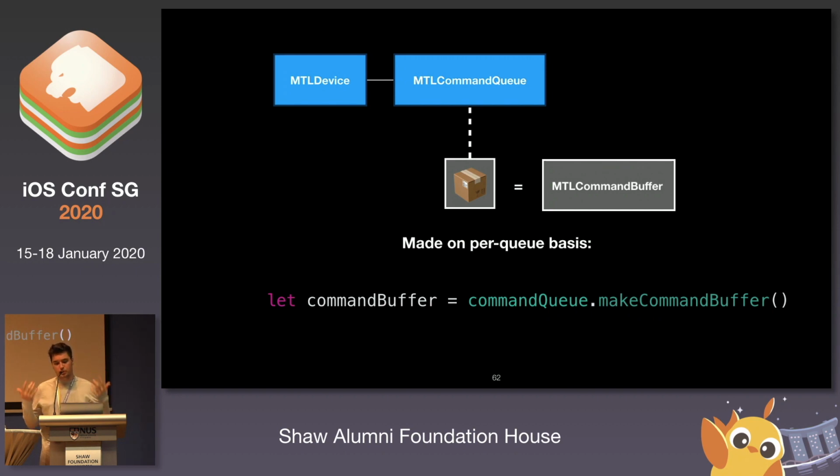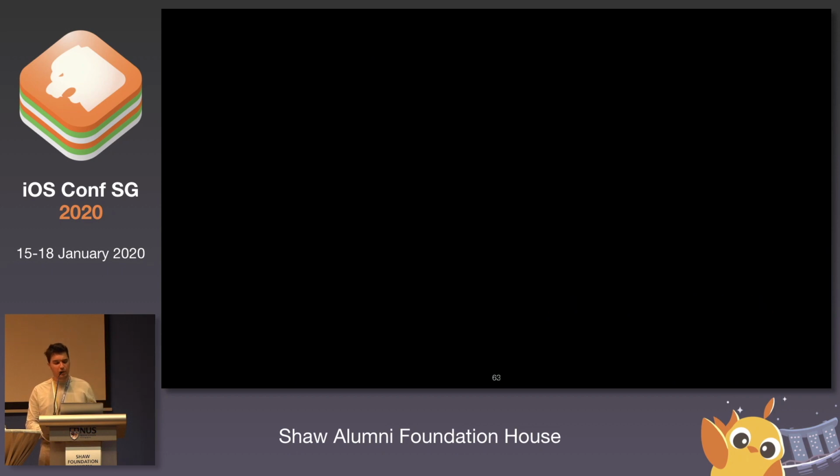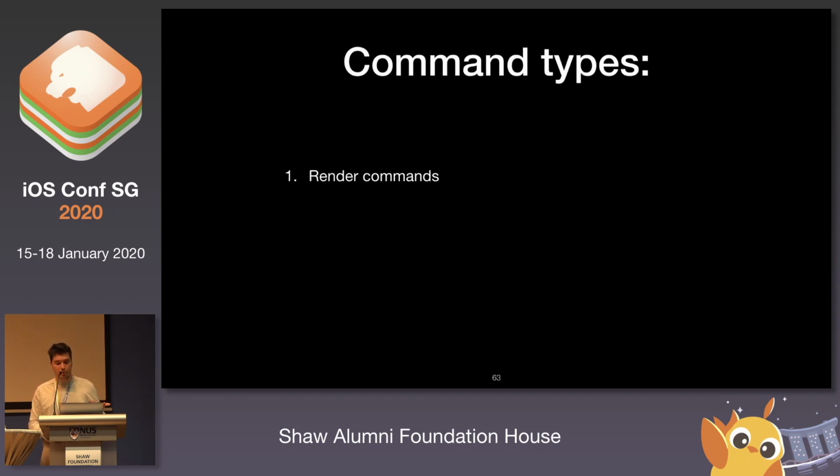So what can we fill it with? There are multiple types of commands, like render commands, blit commands, and compute commands. A render command is pretty straightforward. You can just render triangles or lines or points. Blit commands are for copying, for extra fast copying from one texture to another. And compute commands are for general purpose stuff. We'll see how it works later.